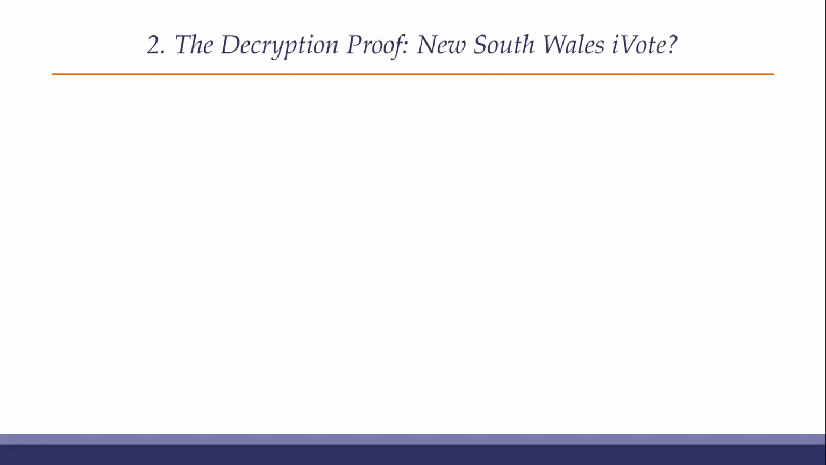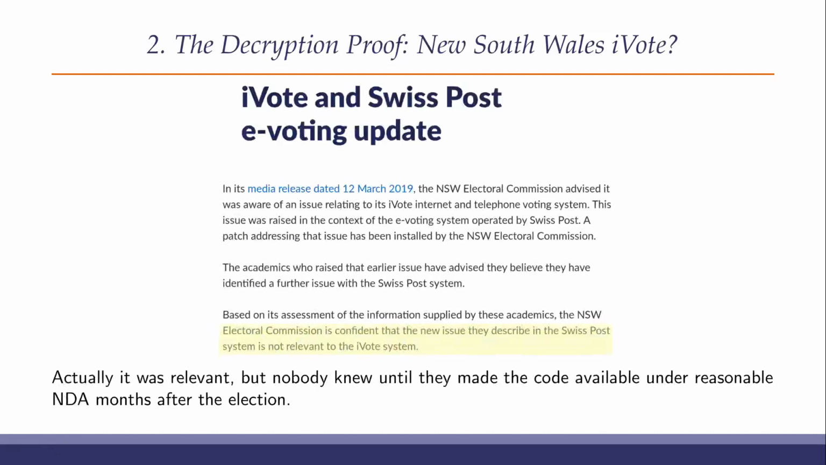So, back to New South Wales again. Now it's getting closer to election day. We assumed, although remember we haven't got the source code, we assumed the same error would apply to the New South Wales system since they seem to have essentially the same system. But they put out a press release saying the Electoral Commission is confident that the new issue is not relevant to the iVote system. Of course, at the time we had no way to check. It turned out later that it was relevant, but nobody knew until months after the election when they made the code available under a reasonable NDA.